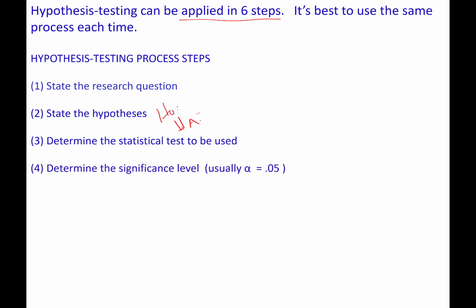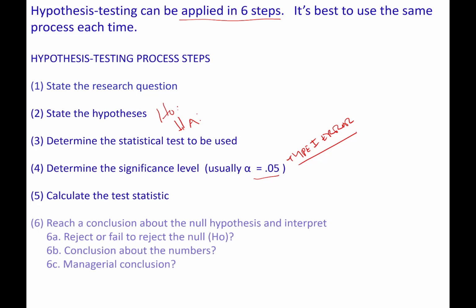Determine the significance level, where we know we can assume the standard value of 0.05, alpha equals 0.05. This is the probability of a type 1 error. And that has particular meaning in this context, which we'll review. Calculate the test statistic and then compare it to critical values that are defined by the test distribution.